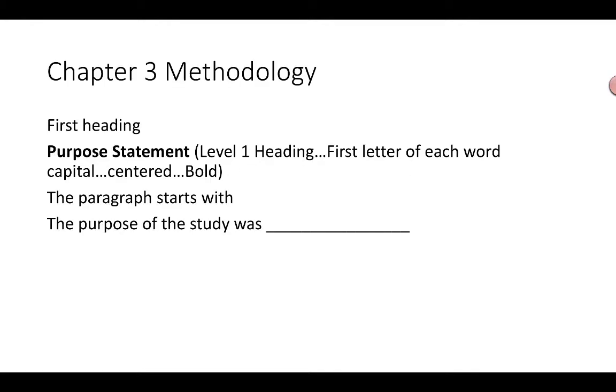This is a more complete idea of what you need to do for the methodology. First part of the chapter, this is the heading right here, Chapter 3 Methodology. Your first heading is a level 1 heading, first letter of each word capitalized, centered, bold. Should look just like this purpose statement.